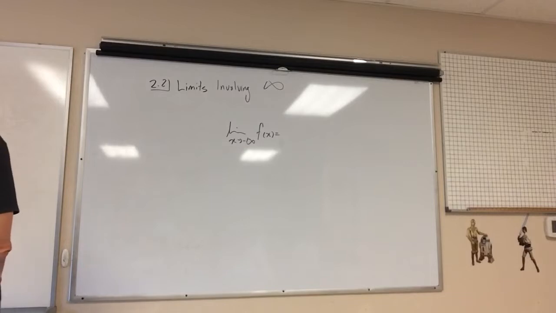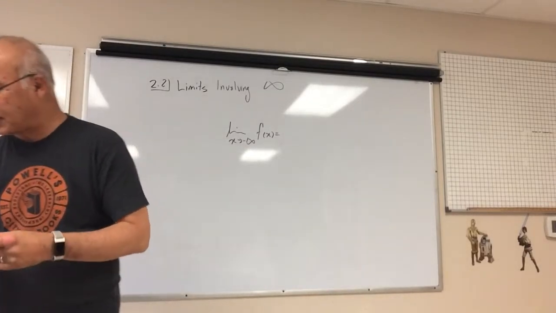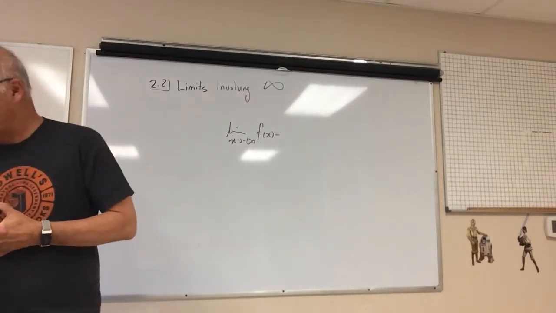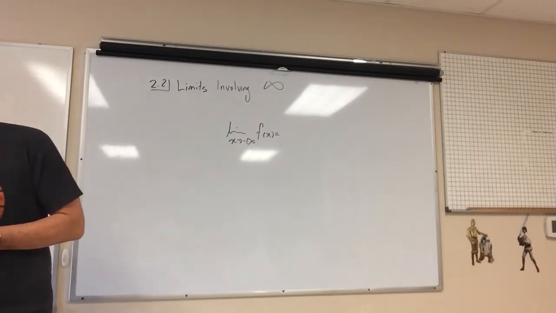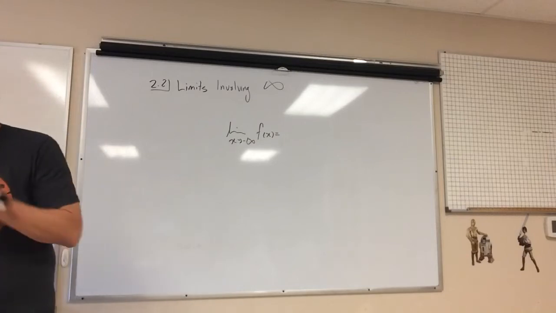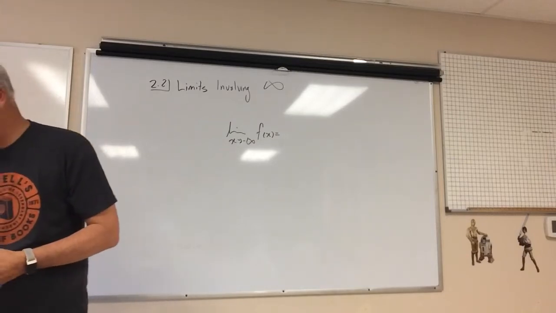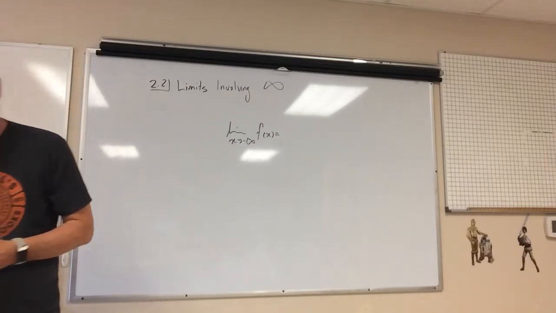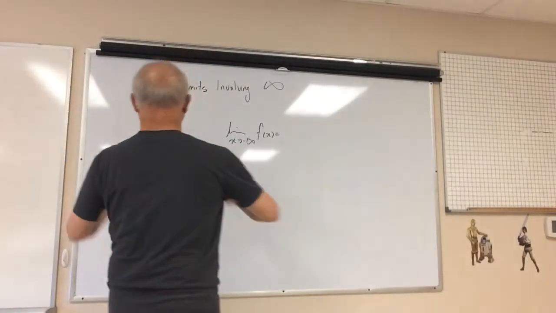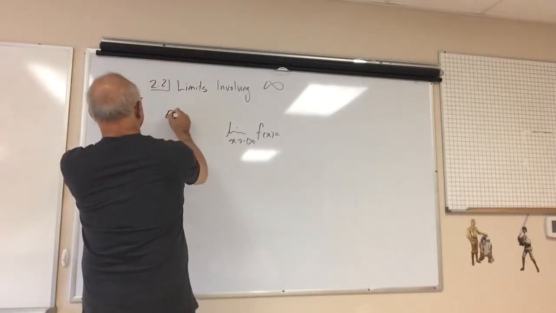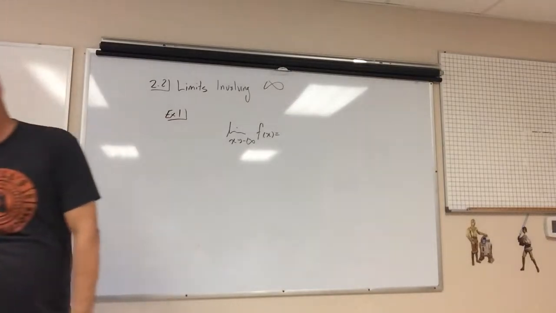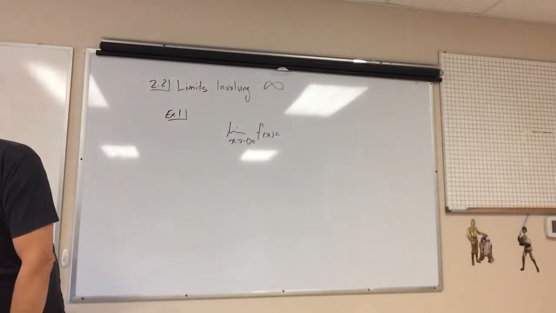So let's go to page 70. In the middle of page 70, there is a green box. It says horizontal asymptote. So let's see if we can go ahead and use that and do example number 1. Example number 1: limit as x approaches infinity or negative infinity.